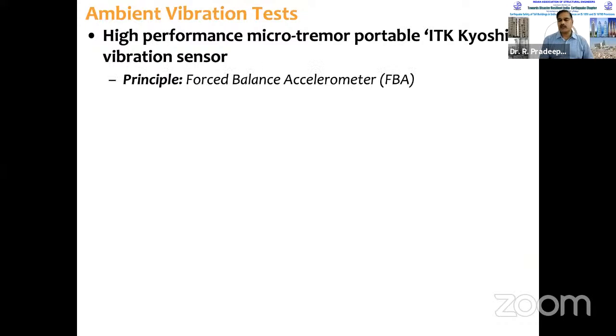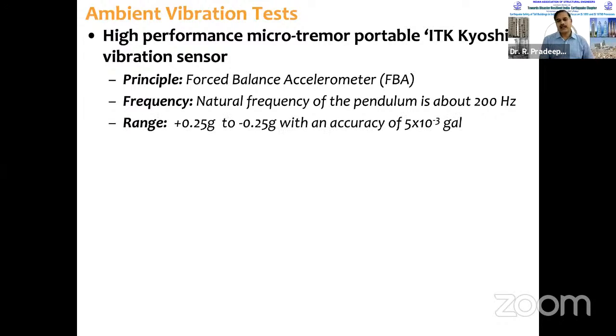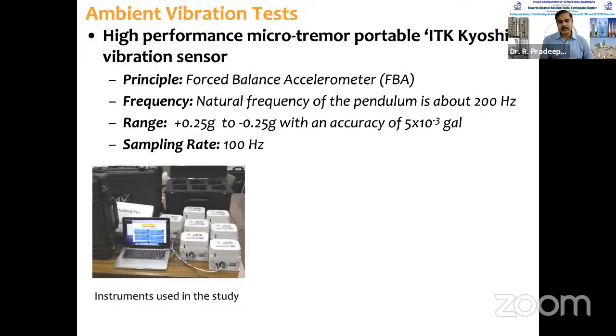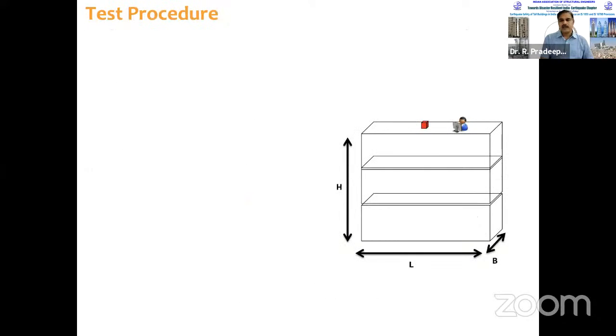So the principle used is force balanced accelerometer, and then frequency of the pendulum is up to about 200 hertz, and the range of accuracy is plus or minus 0.25 G, and then it can measure accurately up to 5 into 10 power minus 3 gal. So gal is centimeter per second square acceleration unit, and the sampling rate is 100 hertz, that is 0.01 seconds. Samples are collected. So this is the picture of the instrument, and then the analyzer system program, and this is the network diagram of that, circuit diagram of that, and the test procedure.